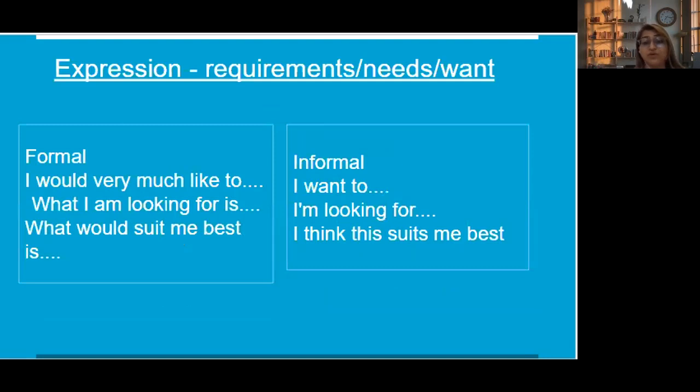Requirements, needs, and wants. When you want to express something, formal, you can say, I would very much like to. Informal says, I want to. Formal says, what I'm looking for is. Informal says, I'm looking for. So you can use these statements to express your requirements.